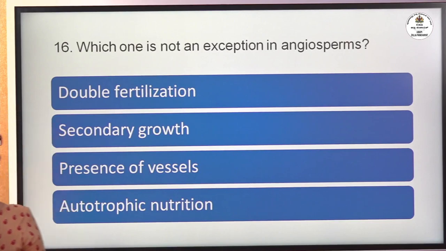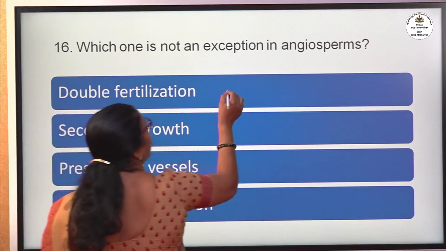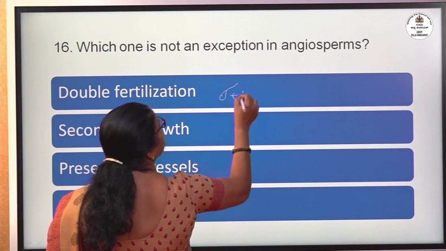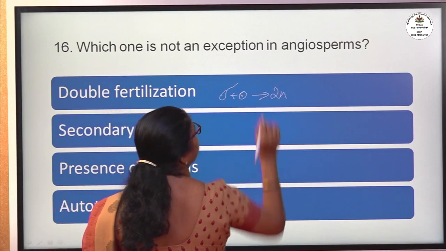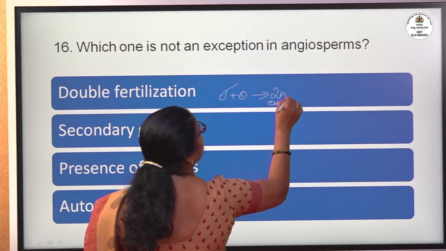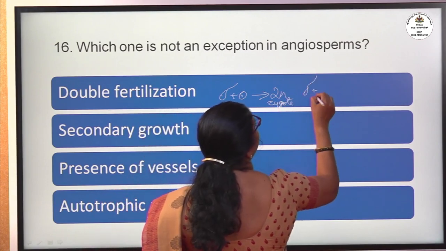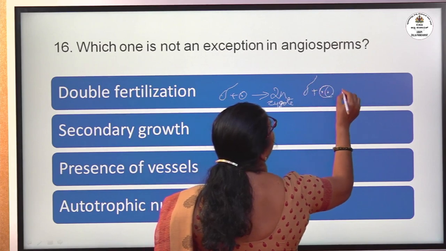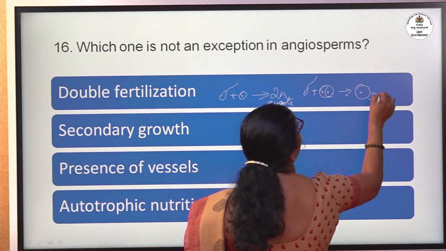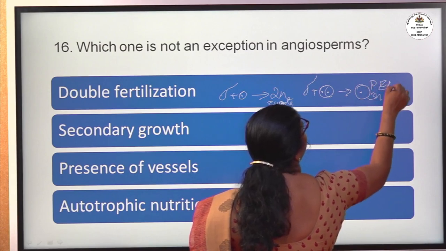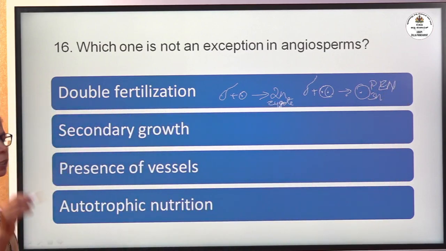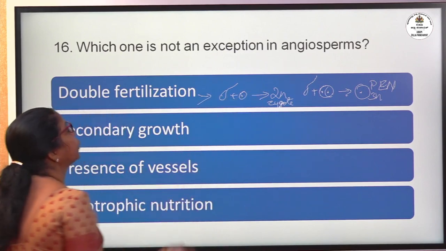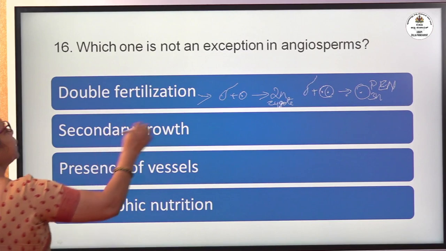Which is not an exception in angiosperm, because it is one of the criteria which all angiosperms exhibit. So, that is double fertilization. One of the male gametes fuses with the egg cell to produce a diploid zygote. Another male gamete fuses with the secondary nucleus to form a triploid primary endosperm nucleus. So, double fertilization and triple fusion is a characteristic feature of angiosperms. So, it is this.